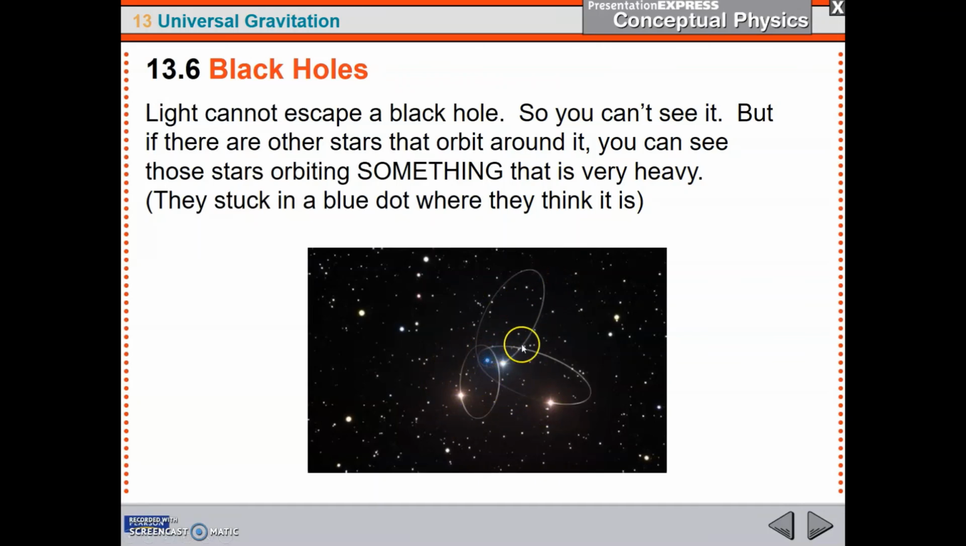So what's going to make a star orbit something? It's going to be something a whole lot heavier than that star. Just like the sun sits in the middle and the planets orbit it because the planets are so small, these stars are a whole lot smaller than what they're orbiting in that space. So that is proof of a black hole. There's something that's orbiting these, and we can't see it.